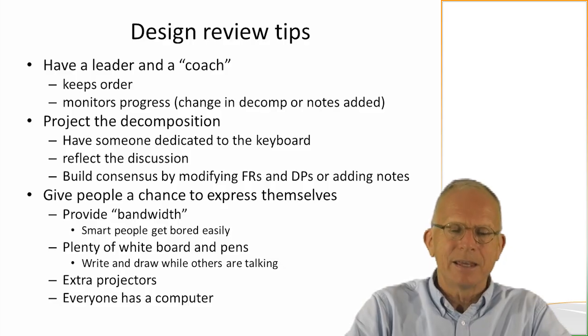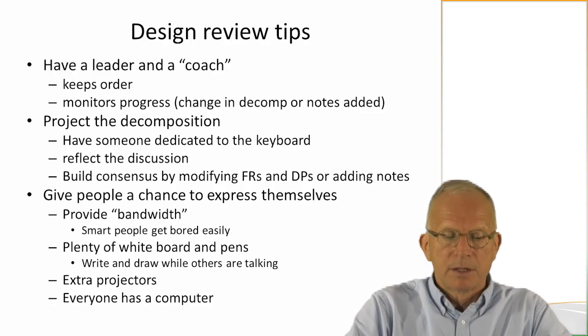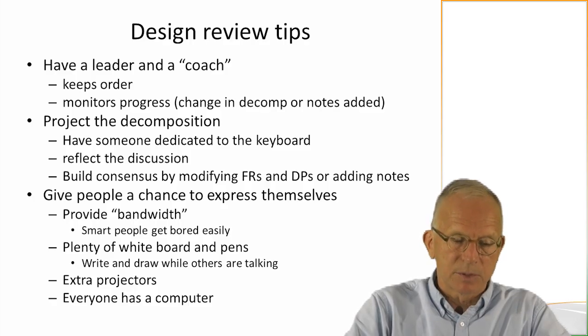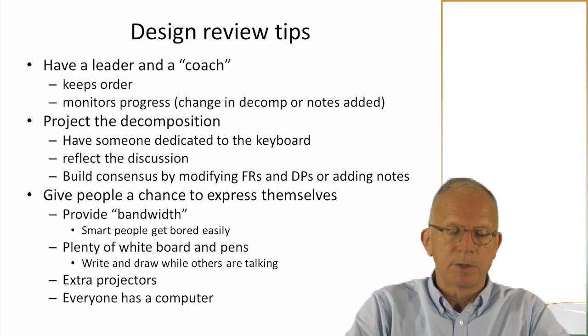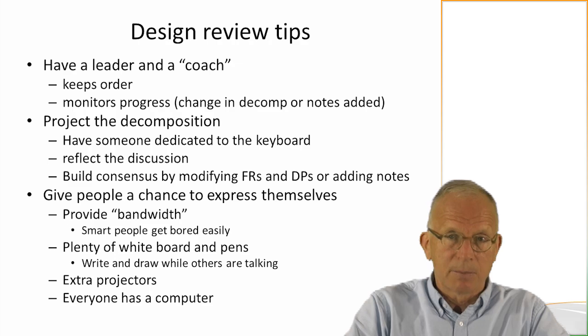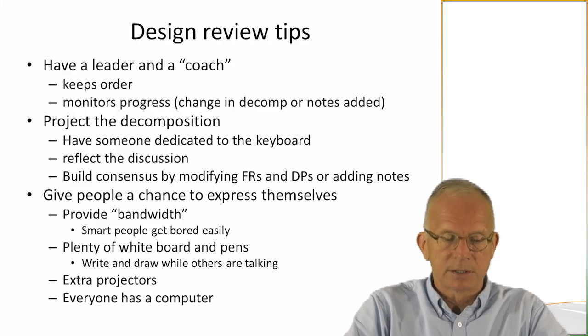Now, a key thing is giving people a chance to express themselves. This is the third bullet down. Smart people get bored easily, particularly if they're not expressing themselves. So we need to make sure that we have that opportunity. One of the ways of doing that is to have plenty of whiteboards around the room so that people can get up and write or draw while others are talking. We can multitask, we can listen and draw at the same time. Another way is have extra projectors that people can connect to, and everybody has a computer, and obviously you need extra screens to go with them.